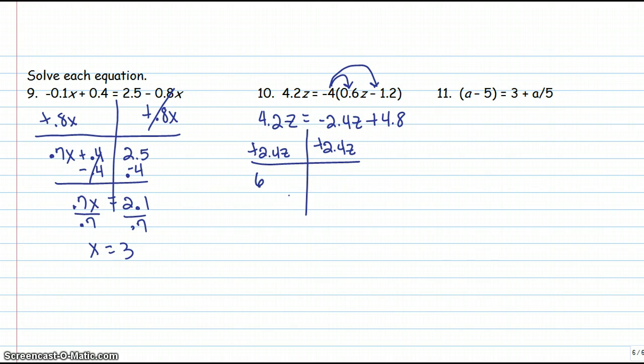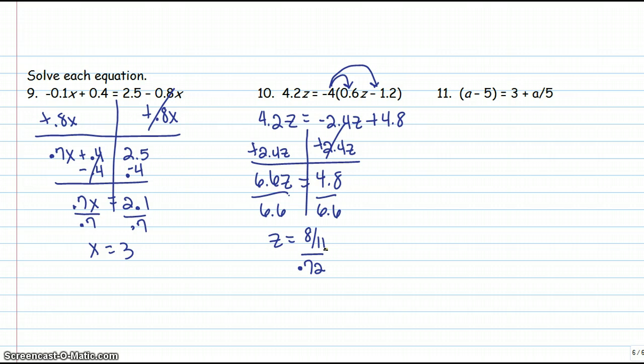So over here that's going to be 6.6z and equals 4.8. We then divide by 6.6. So that z comes out to be not really a nice thing. That's 8 over 11, but if you like decimals, it is 0.72 with the 7-2 repeating over and over and over again.